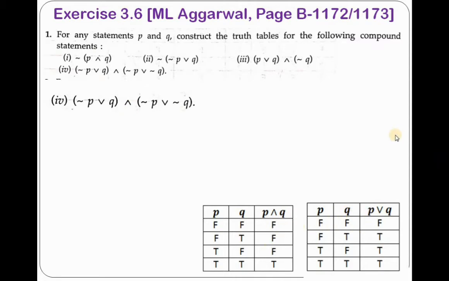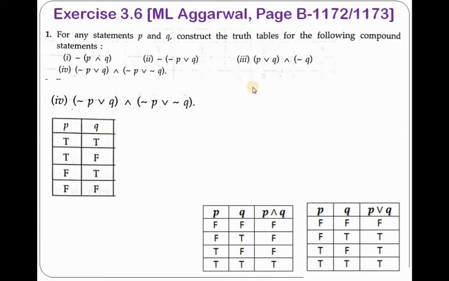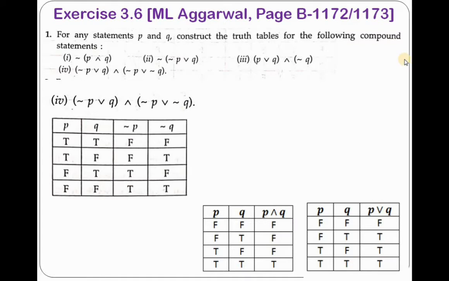Okay, so as I said, only P and Q are there. So we'll draw P and Q. Okay, so we need negation of P, right? And we need negation of Q as well. So let us draw negation P and negation Q.